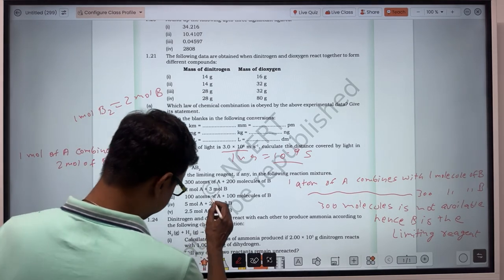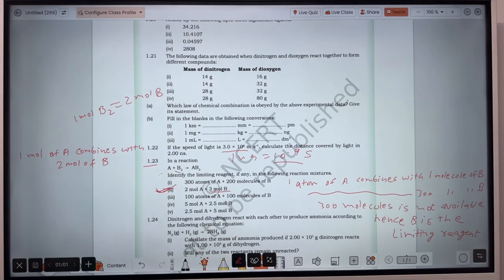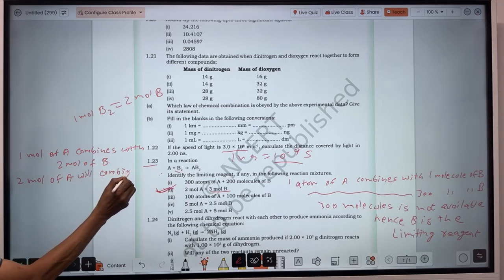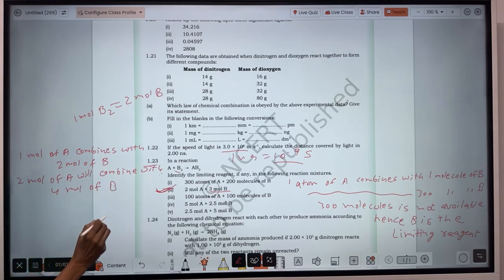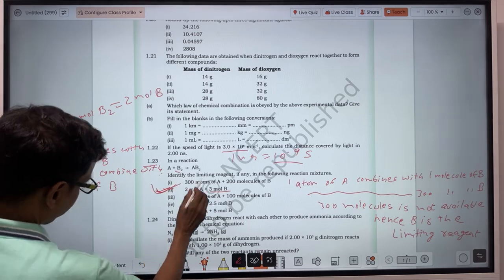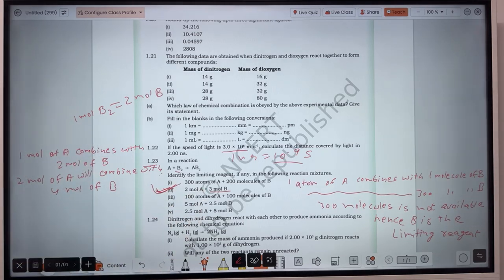Is there 2 mole B available? Yes, that is, oh no, sorry. So 2 mole of A will combine with how much? 2 times 2, 4 mole B. So 2 mole of A will combine with 4 moles of B. Is there 4 mole B available? Not available. There is only 3 mole of B. So that's why B will be the limiting reagent.